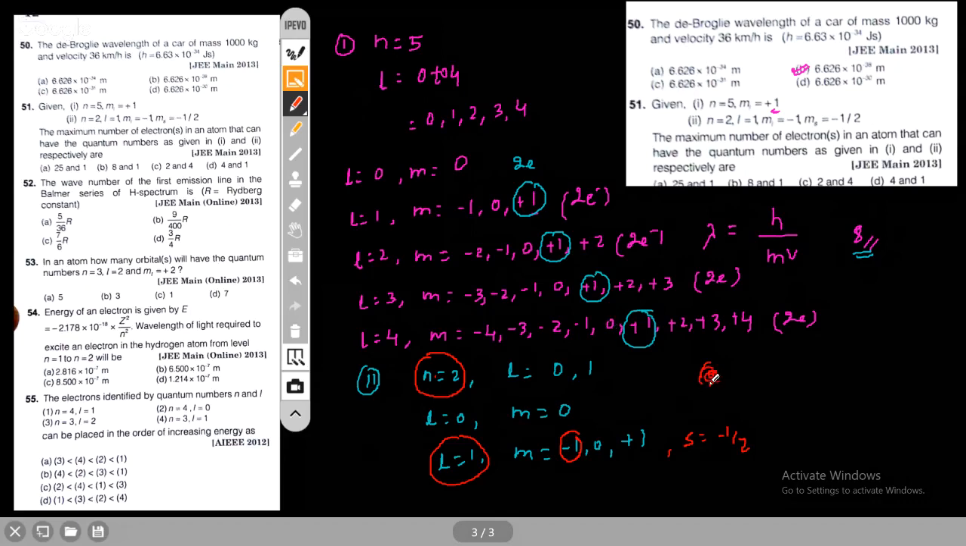Only one electron possible, so it is equal to 1. 1 is the answer. Why is 1 the answer here? Why not 2? One particular orbital we are talking about, right? So why is 1 the answer? Why not 2? Just a second.